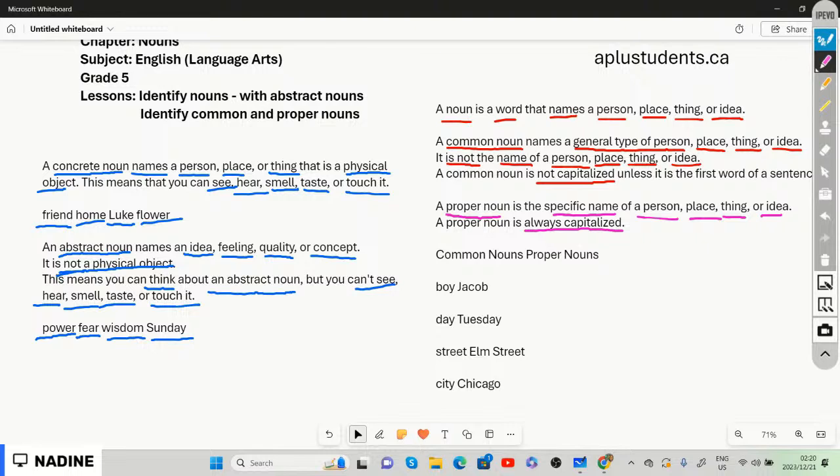If we're specifically talking about a place, right, then let's say Canada needs to be capitalized. We're not just saying any city, any country, any continent, for example.